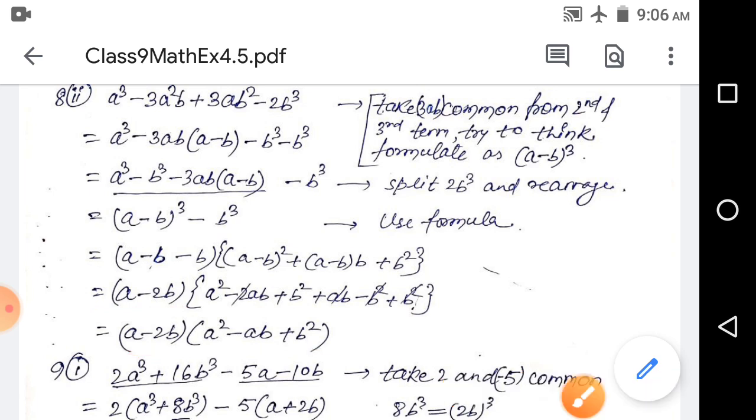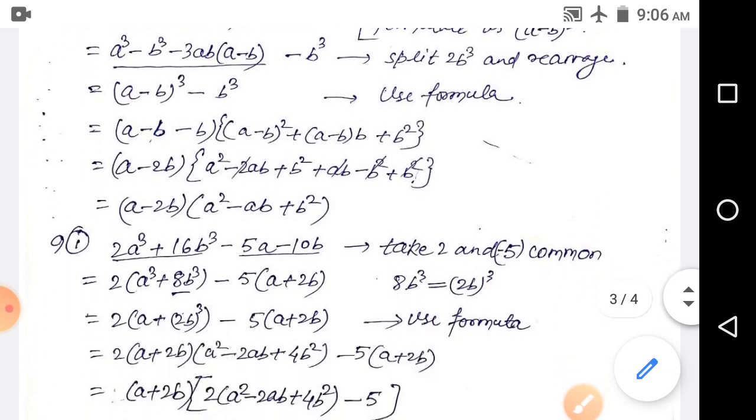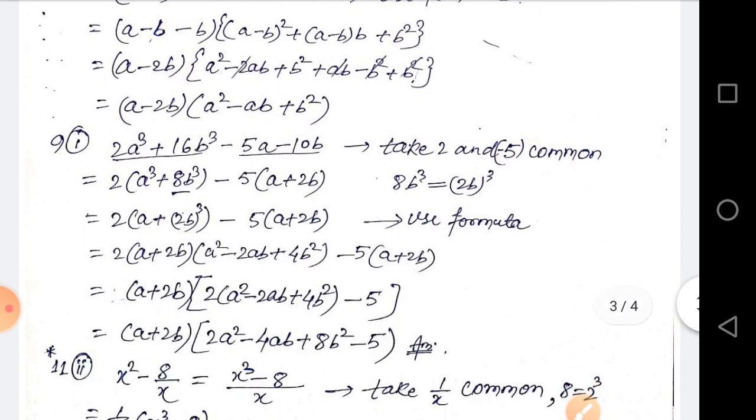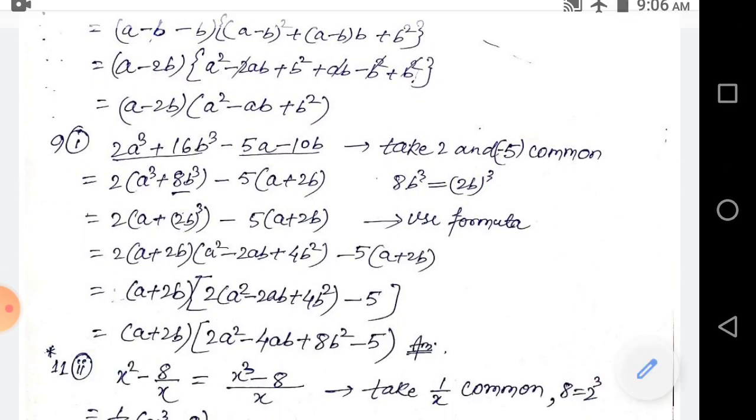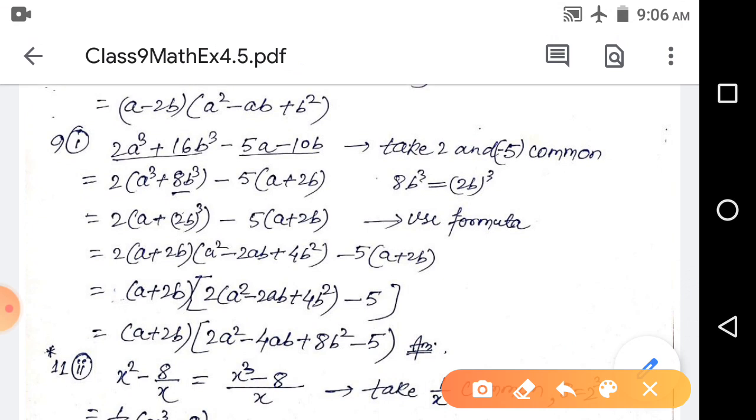This is the complete factorization for this question. Now come to the very next question, question number 9 bit 1. We have 2a cube plus 16b cube, and here it is 5a minus 10b. You can see the terms are not perfect cubes.